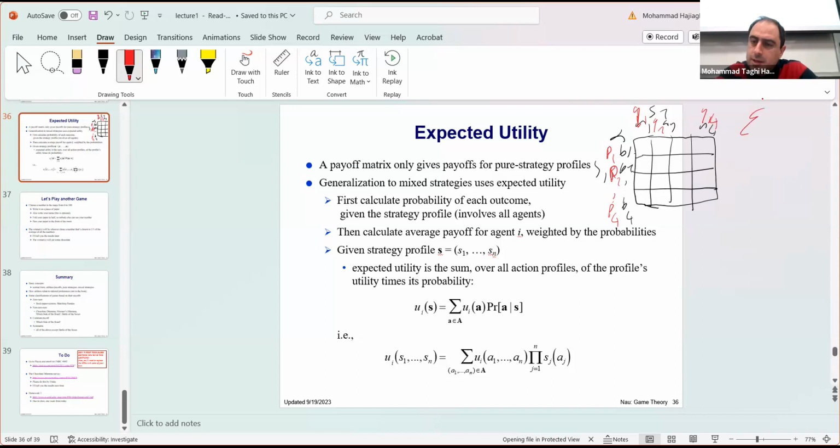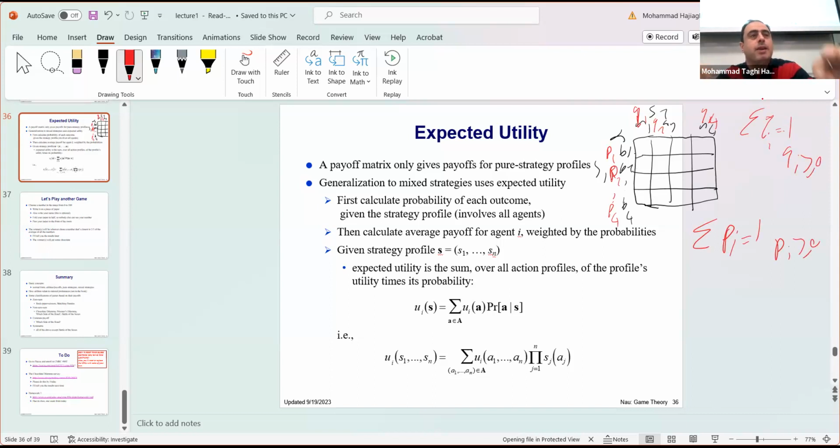What's the meaning of the probabilities? It means that the sum of the Qi's is equal to 1 and the sum of the Pi's is equal to 1. So this is the probability distribution, as I mentioned. Each strategy is a probability distribution over the set of actions. We are talking about the discrete case. And of course, all Qi's are greater than or equal to 0, and all Pi's are greater than or equal to 0.